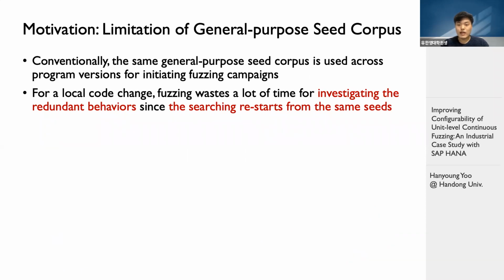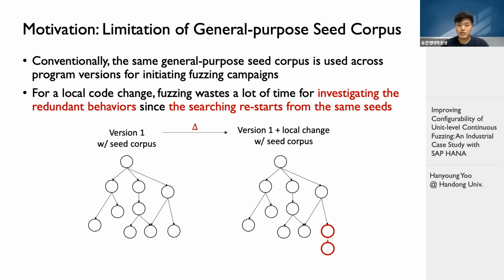Developers run a unit-level test even when the size of the code change is small and the change happens only locally. In this case, a general-purpose seed corpus is ineffective for unit-level fuzzing because it is designed to cover a wide range of code regions. In conventional fuzzing practice, each fuzzing run uses the same general-purpose seed corpus repeatedly. The seed corpus initially covers this range of functions. After 6 hours, it covers this area, and it consumes a lot of time to explore entire functions.